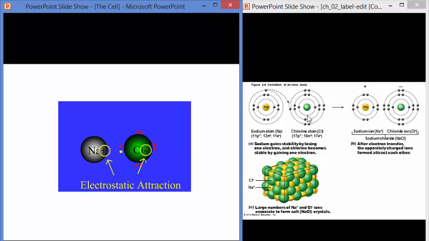And then we see chloride. It's gonna put two in its first shell, then it's gonna put 8 in the second, then it's gonna put 7 in the last one. So chloride needs an electron to fill its shell. And then the sodium can transfer its electron to chloride, so that one will be positive and one will be negative.